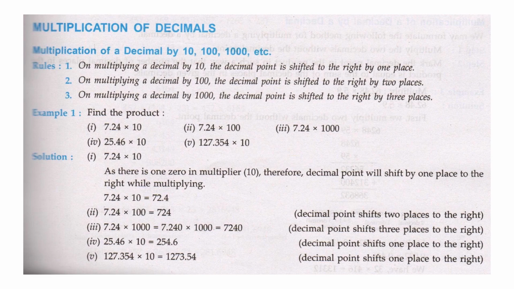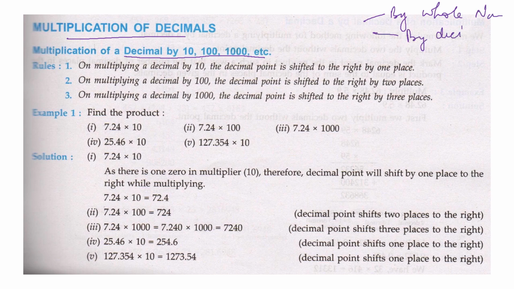So in multiplication of decimals, we will study three things. Multiplication of decimal by 10, 100 and 1000; multiplication of decimal by whole number; and multiplication of decimal by decimal. First we are starting with the multiplication of decimal by 10, 100 or 1000.